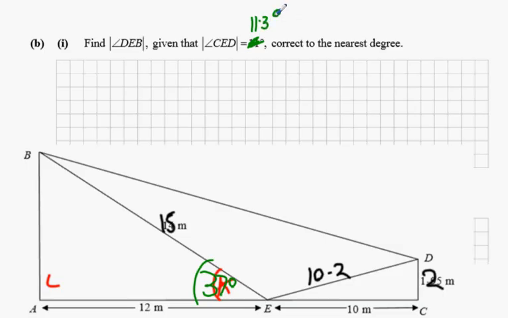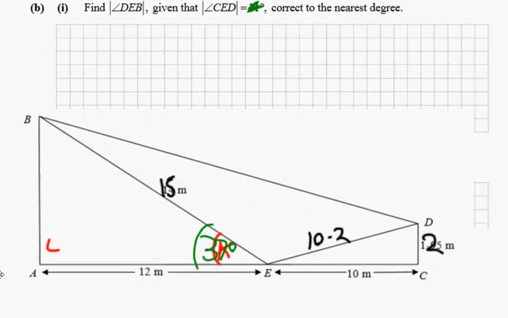A lot of people got this mixed up. C to E to D. Where's that? C to E to D. I'm pretty sure it's this one here. 11.3 degrees. We could have got that anyway, couldn't we? We could have done tan inverse 2 over 10. We could have used SOHCAHTOA to find that angle anyway. They didn't even have to give us that.